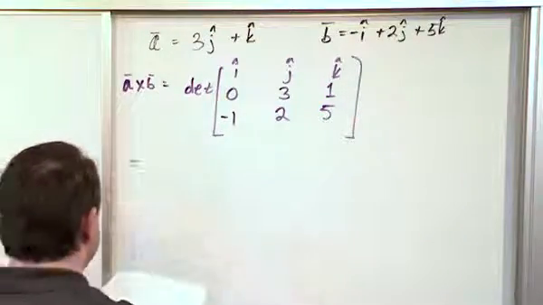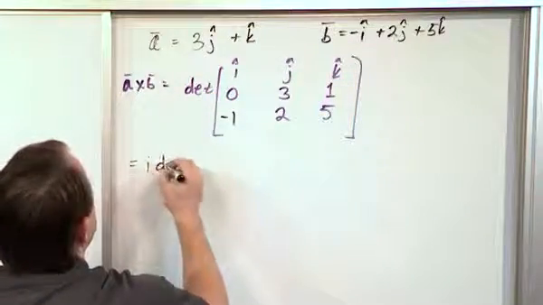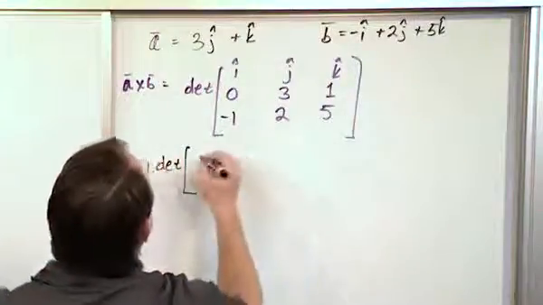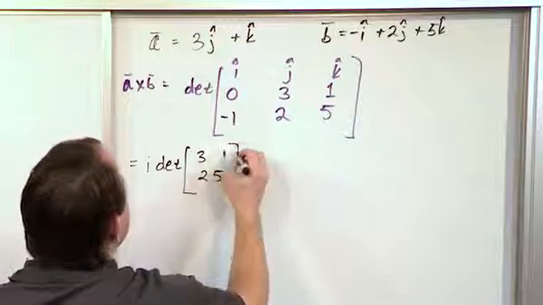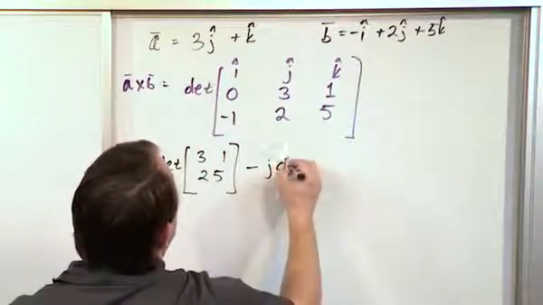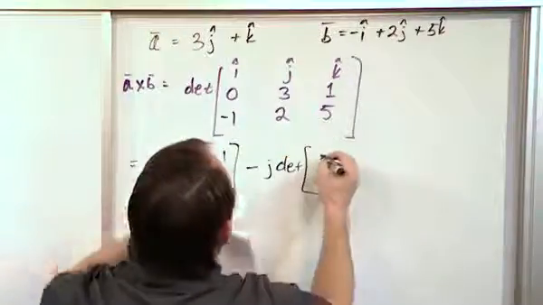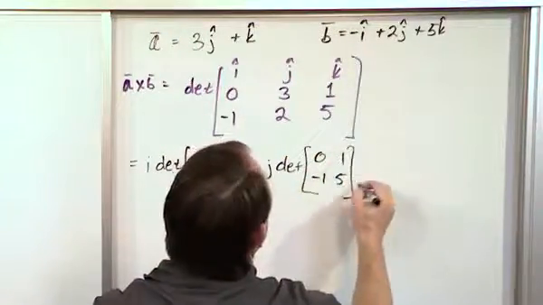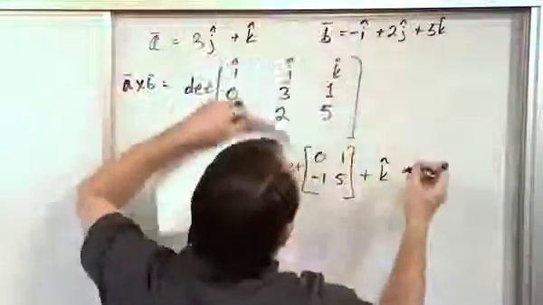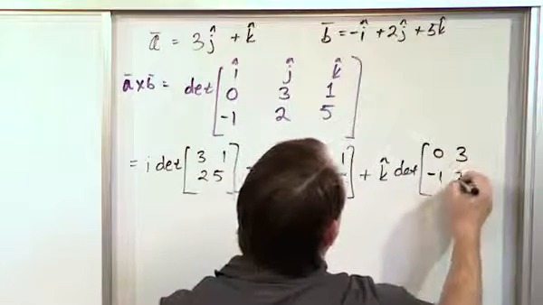So what you're going to have then is you go across the first row. First you'll have the i, then you have the determinant of the matrix formed when you cross these guys out. So you have 3, 1, 2, 5. And I tell you, you get very good at it after a while. You have to remember the negative, then you put a j times the determinant. Cross this, so you have 0, 1, negative 1, 5, plus the k from this times the determinant of this, 0, 3, negative 1, and 2.